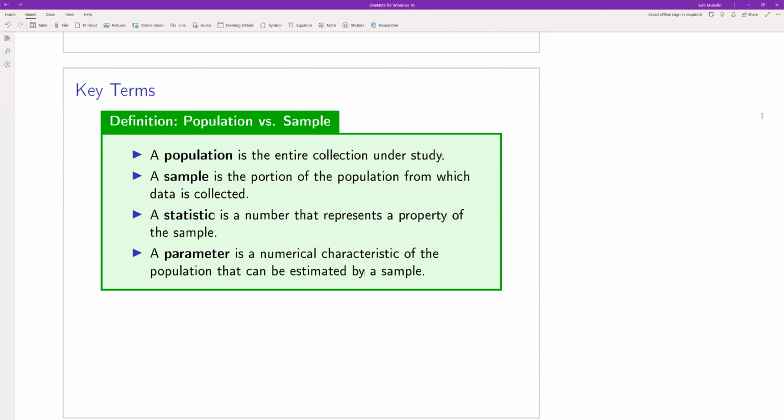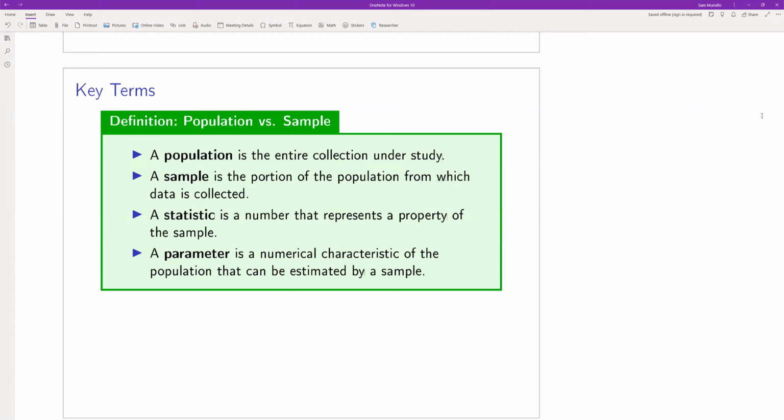That information that we do get from them, we can combine into a statistic. A statistic is some number that represents a property of the sample. For example, we emailed a bunch of people and 600 of them responded. And of those 600, 60% said they would vote for candidate A. 60% would be our statistic there. It's the number representing the sample.